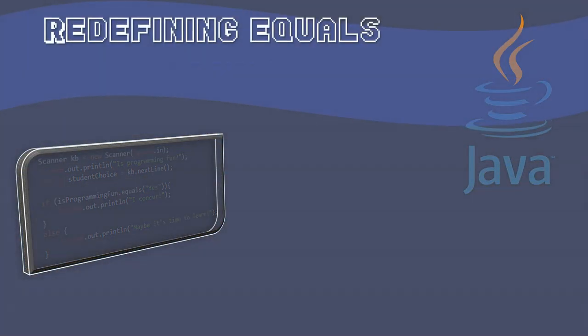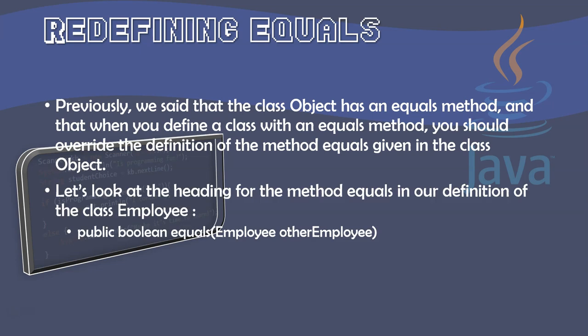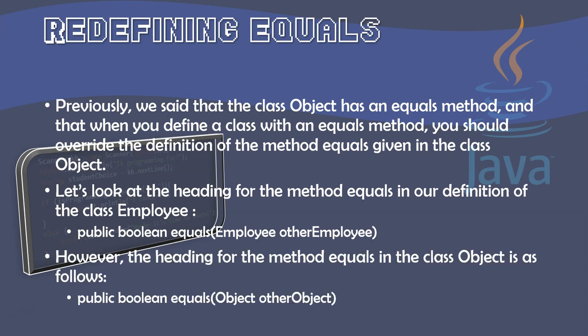So when we start talking about redefining equals, we had said, of course, that the class object has an equals method. And when we define a class with the equals method, we could technically override that definition from our class object. If we look at the heading for the method equals that we currently have in our class employee, we have public boolean equals employee, other employee. However, the heading for the method equals in class object is as follows: public boolean equals object, other object. And these might seem very similar. However, you notice one is a base type, employee, and the other one is an object type.